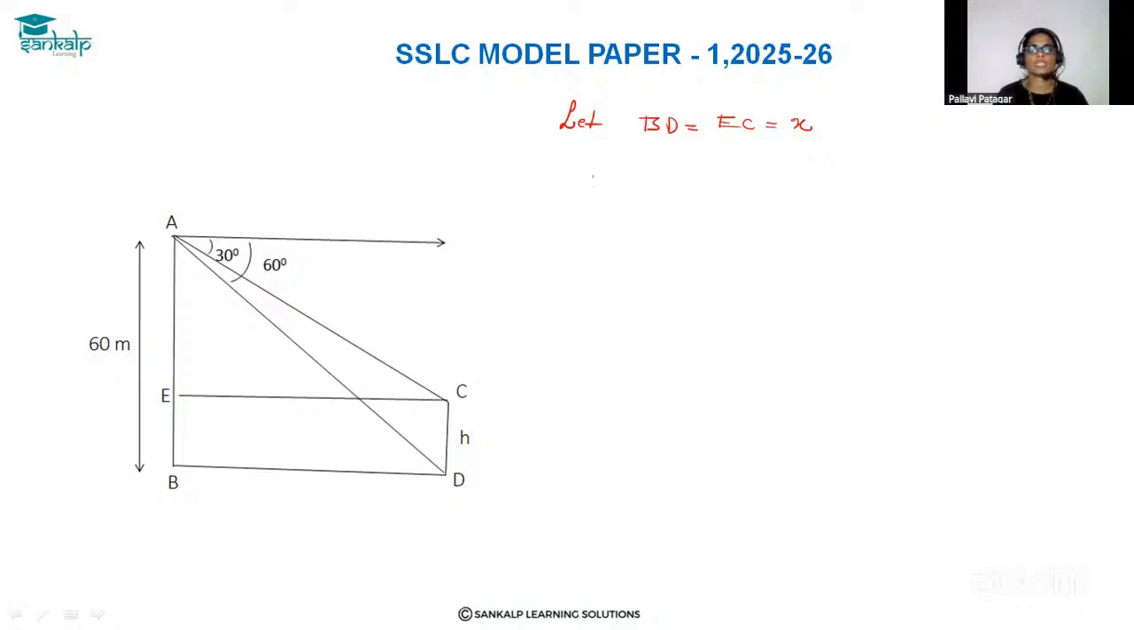Therefore, AE is equal to AB minus EB. Here AB is 60 meter minus EB, which is equal to CD, this is H meter. So this is equal to AE. Angle ACE is 30 degree.